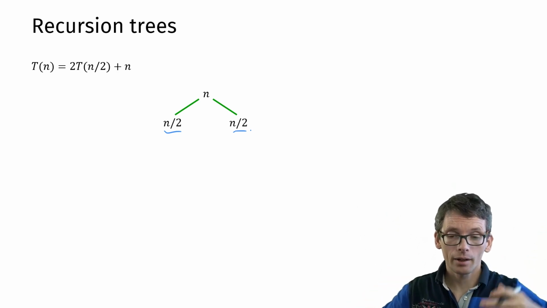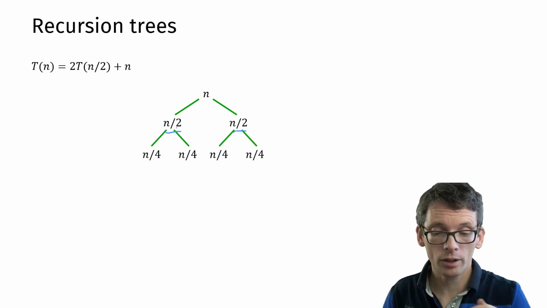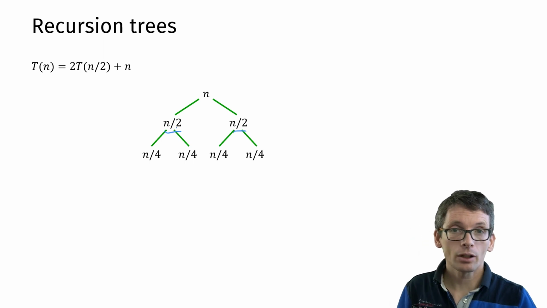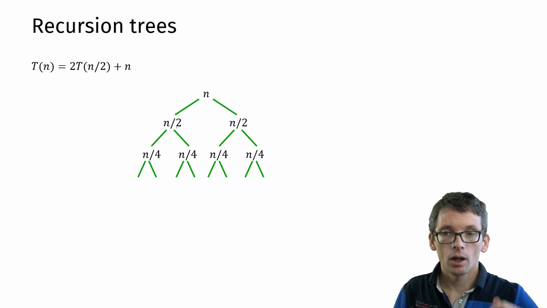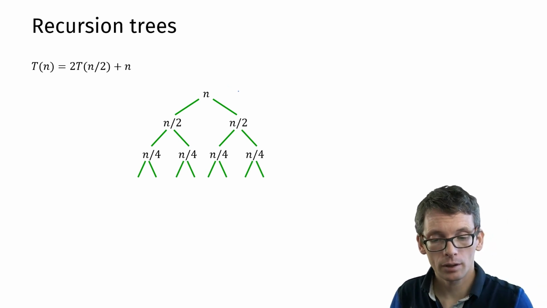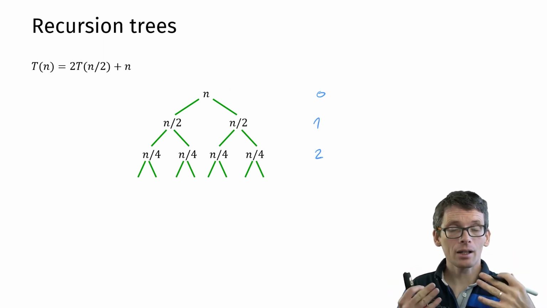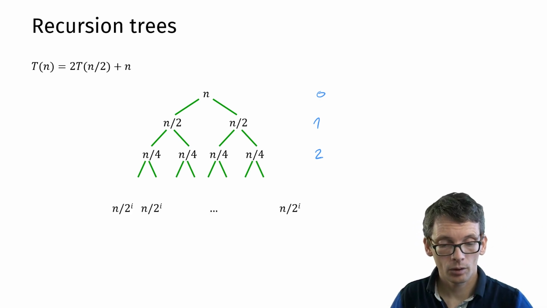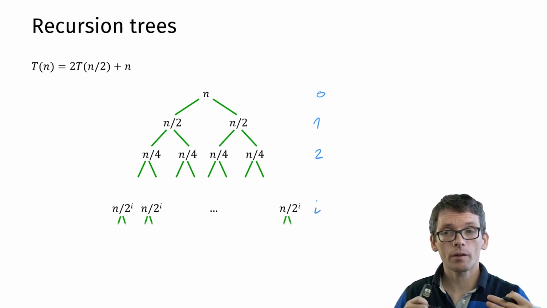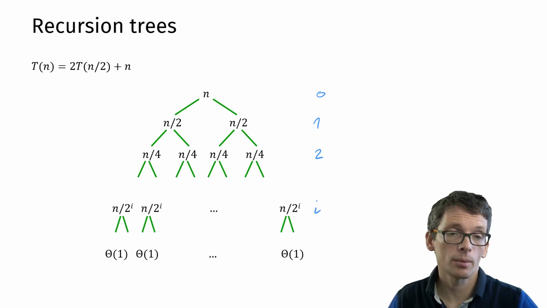So again, expanding those trees further, for each of these n half, I get 2 branches, and for each of those branches I get n quarter, and so on. Eventually, on level i, if this is level 0, level 1, level 2, if I do this up to some i, what I have is n divided by 2 to the i. So on level i I have n divided by 2 to the i, and many of those terms. And I expand further until I hit the base case. And those will give me simply constants.